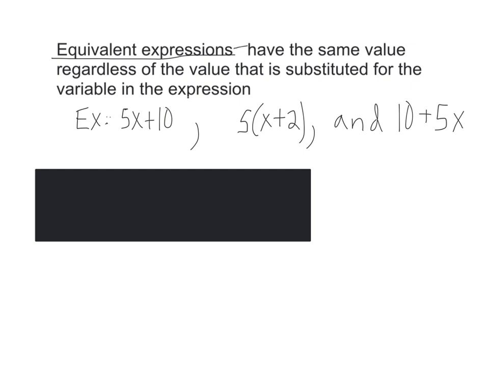So in this section, we're talking about equivalent expressions. So it might be good to know what that means. Equivalent expressions have the same value regardless of the value that is substituted for the variable in the expression. So for example, we could have 5x plus 10, 5 times the quantity x plus 2, and 10 plus 5x. Those all have the same value.